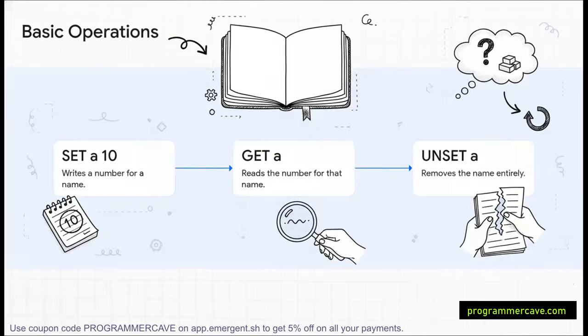Our notebook really only does three things. Set lets you write a value on a page. Get lets you read what's on that page, and unset, well, it rips the page right out, like it was never there. These actions are super direct, super immediate. But what happens when we need to group them together and, maybe change our minds?